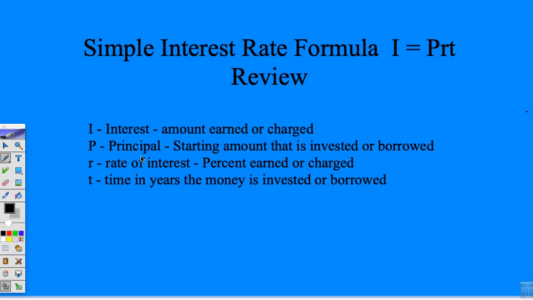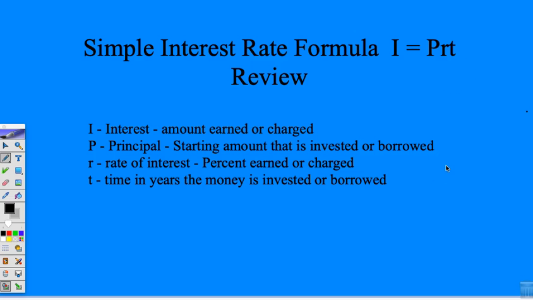Principal is always going to be the starting amount, whether we're investing money, meaning we're saving it, or whether we're borrowing it, like in a loan. R is always going to be an interest rate. This is given as a percent, or you could change this to an equivalent decimal as well. And this is going to be the percent we're earning or being charged depending on our type of problem. T, of course, is always going to stand for time in years, and that's how long we're going to invest it or how long we're going to borrow it, like in a loan.